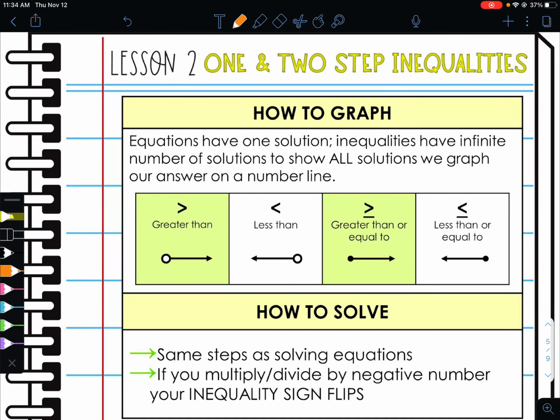Hello, in this video we're going to go over how to solve 1 and 2 step inequalities. We're going to solve them and we're also going to graph them. So just reviewing this first part on here, just reviews over how to graph. Remember to rewrite it so your variable's on the left side.